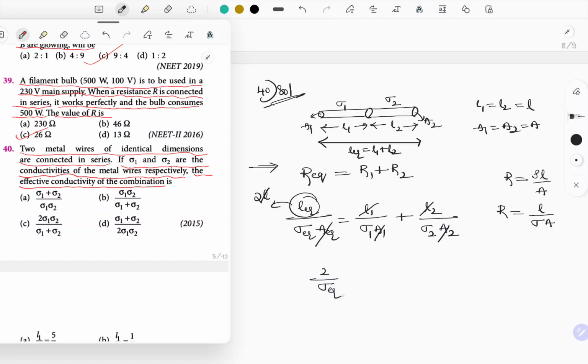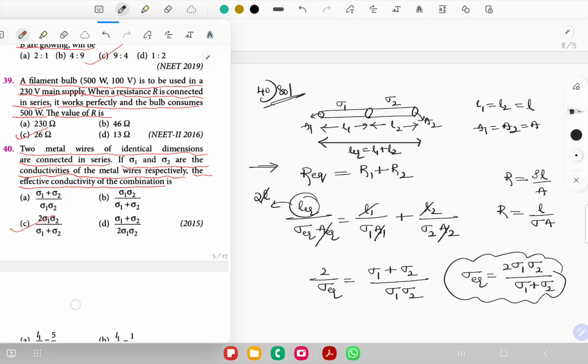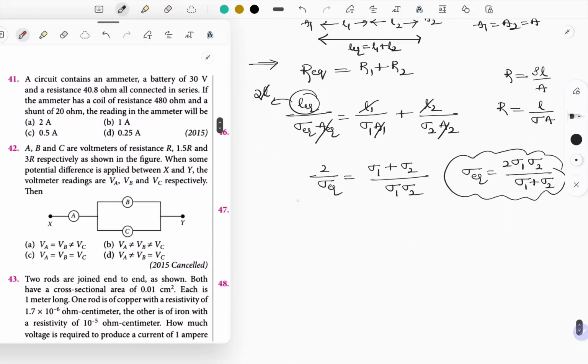sigma equivalent is equal to 1 by sigma 1 plus 1 by sigma 2, which can be replaced as sigma 1 plus sigma 2 divided by sigma 1 into sigma 2. So finally sigma equivalent is equal to 2 times sigma 1 sigma 2 divided by sigma 1 plus sigma 2. This is the way. Okay, which option matches? Option C is the correct answer for question number 40. Okay, so let's move on to the next question.